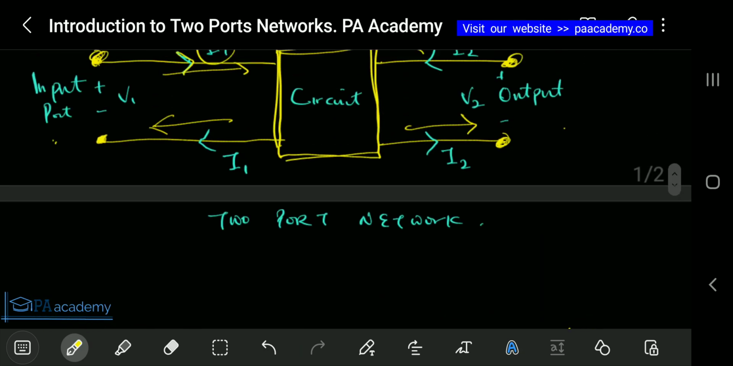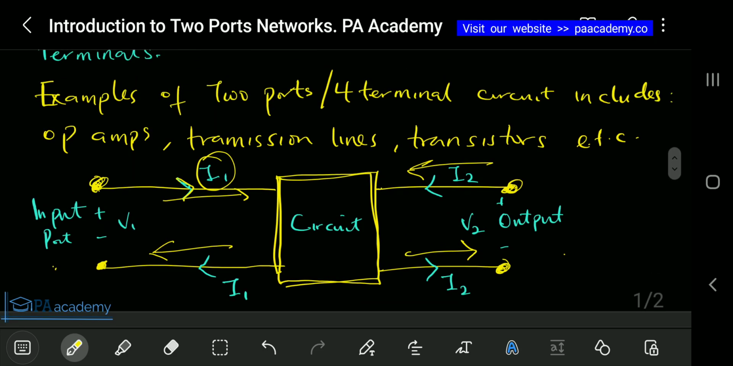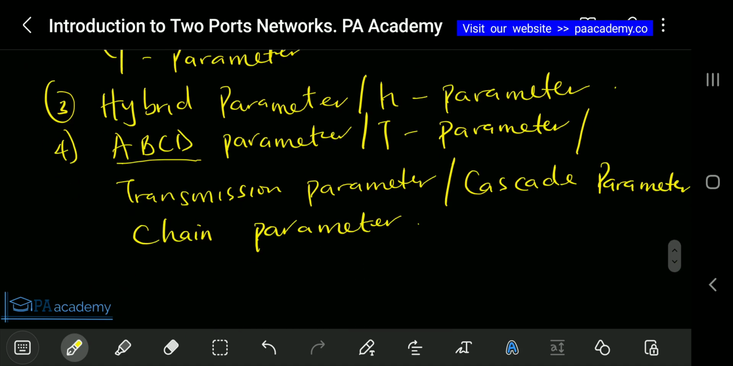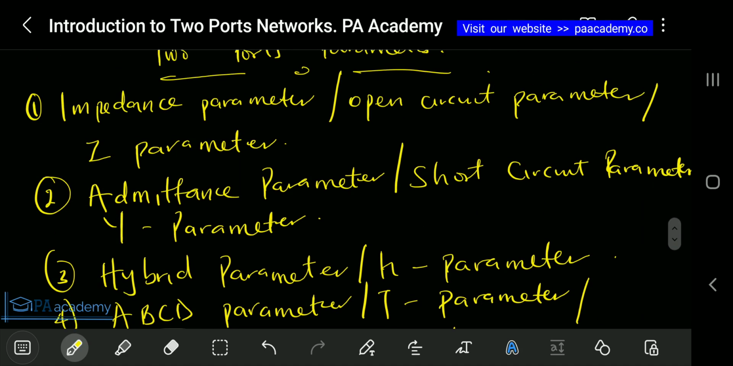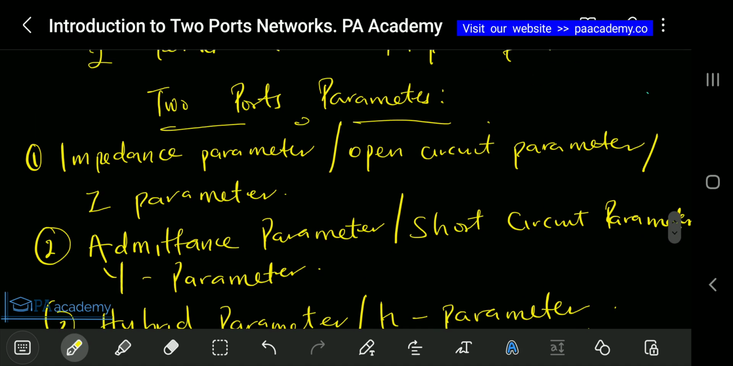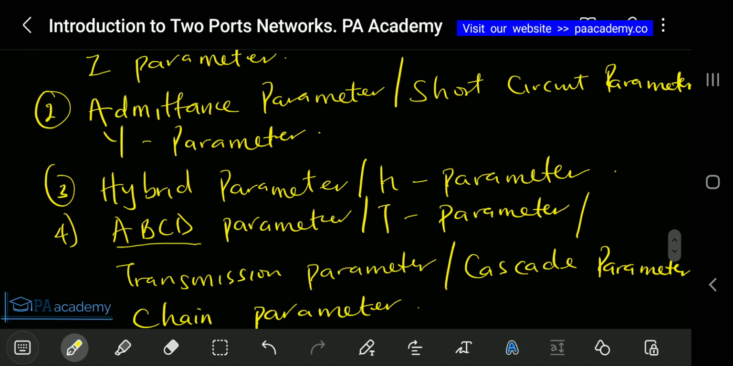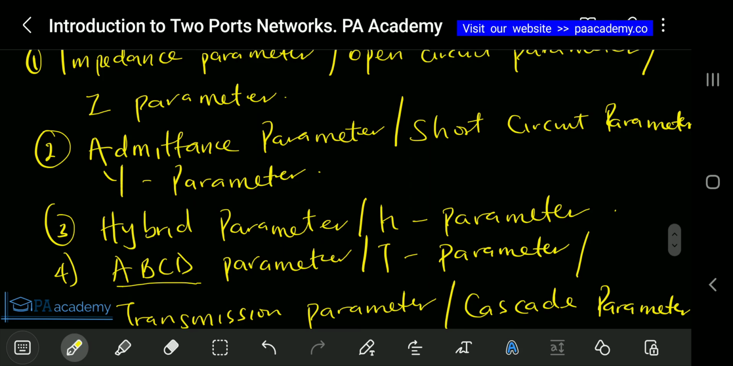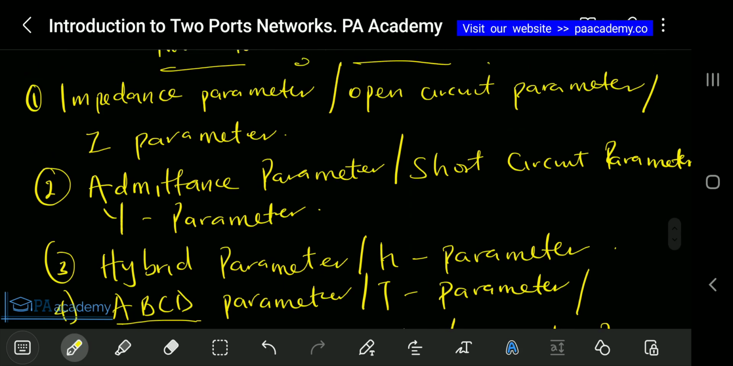So far, this is what we want to cover under the introductory part of what a two-port network is. In the next part of this video, we are going to be looking at each of these two-port parameters: the impedance, the admittance, the hybrid, and the ABCD parameters. Exactly. So make sure you don't miss that video, because that's the main part of this particular course.